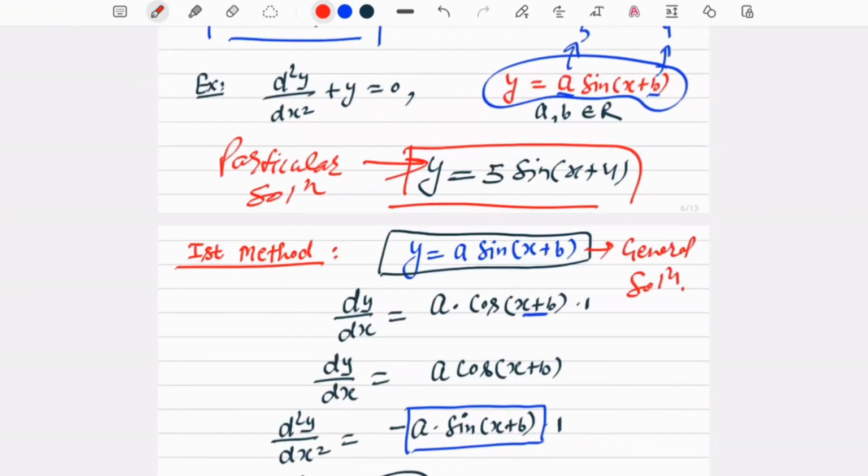Yes. Just look at this example again: d square y by dx square plus y. The order of the differential equation is 2, and in the solution you can have two arbitrary constants a and b. Is it clear? Is it not necessary? It is necessary, that is why I am saying it.